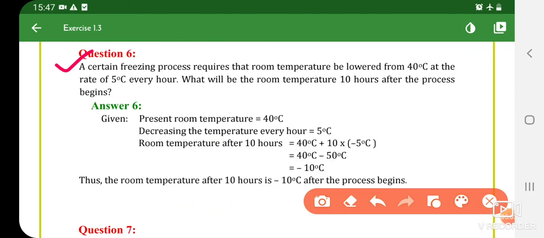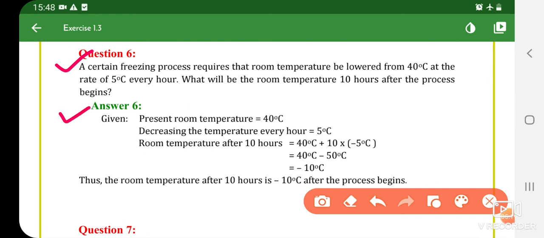Next is question number 5. A certain freezing process required that room temperature be lowered from 40 degrees centigrade at the rate of 5 degrees Celsius every hour. What will be the room temperature 10 hours after the process begins?